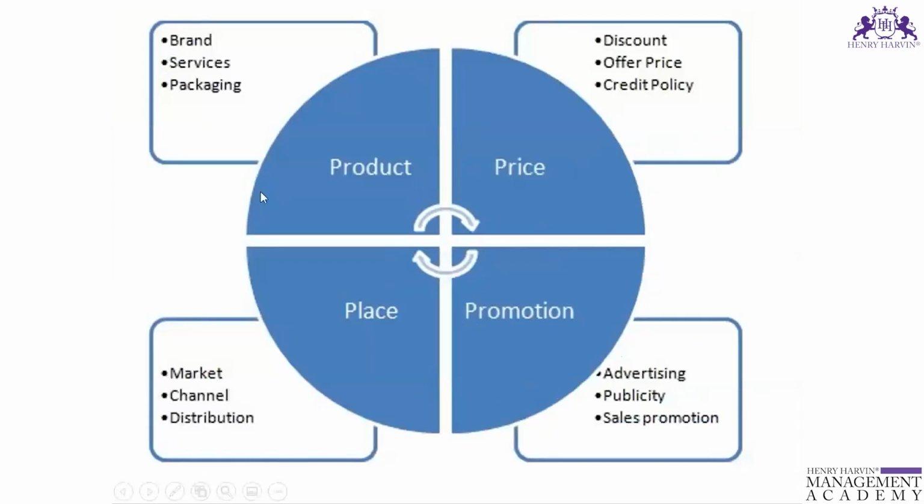When it comes to the product, the success of the product depends upon four factors: the product, branding, services, packaging, then pricing, then promotion, and the place. We call these the 4 P's of marketing, in the case of products.